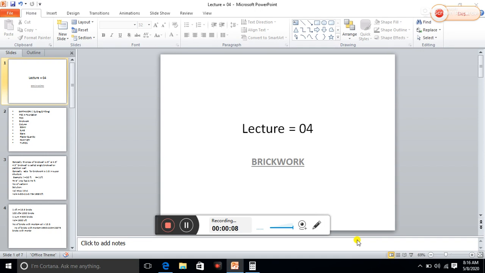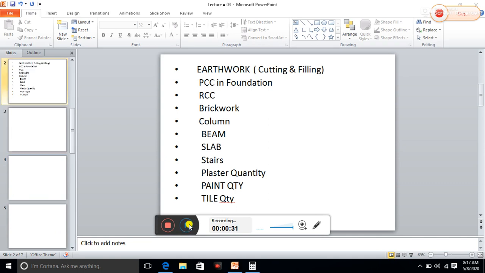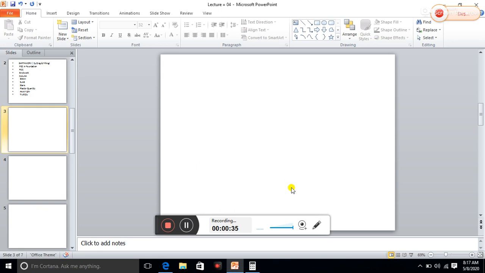Today is our fourth lecture and we will discuss brickwork. Up till now we did earthwork in foundation, PCC in foundation, and RCC in foundation, and today we will do brickwork. So let's start the lecture. Brickwork in foundation.